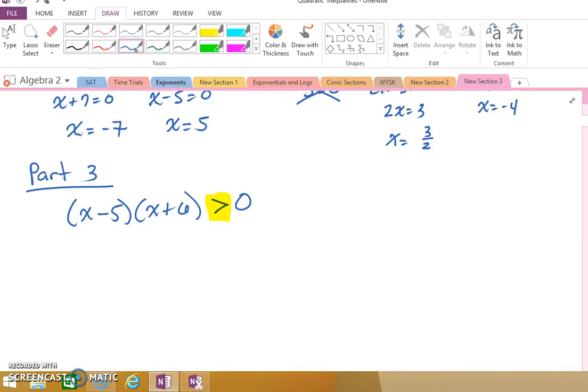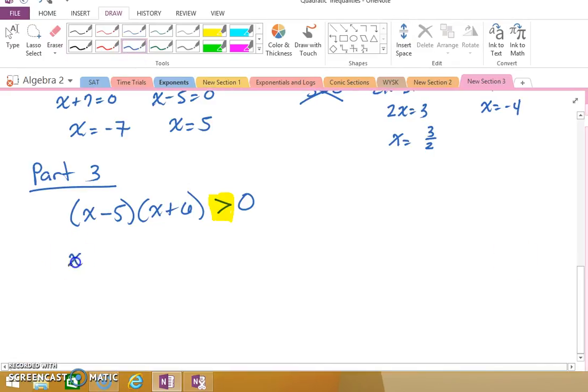So the first thing we want to do is go ahead and solve this just like we would a normal quadratic. So we're going to set each factor equal to 0. So we got x minus 5 equals 0, so x is 5. And we've got x plus 6 equals 0, and x is negative 6. Now we got to remember it doesn't actually equal these values because we are dealing in an inequality. This is just going to help us solve the problem.